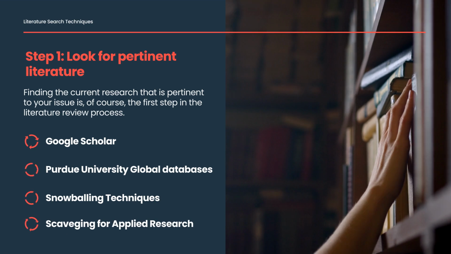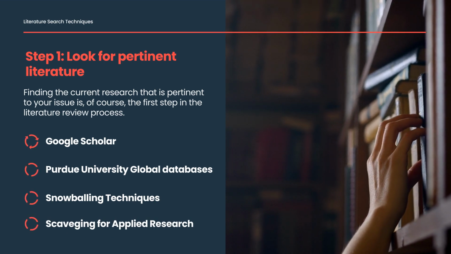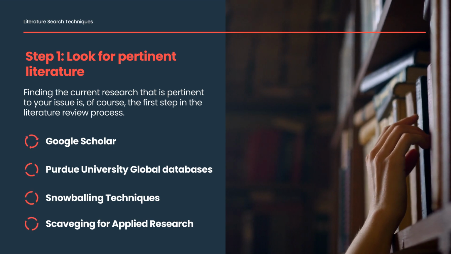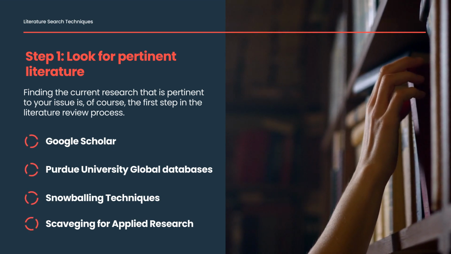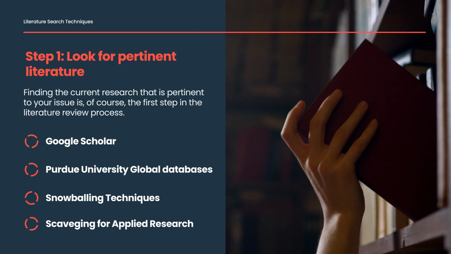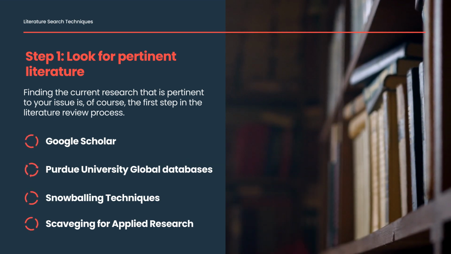Method 4. Scavenging for applied research projects. You can take advantage of other students' applied research projects, much like in Method 3 above. You can discover a wealth of possible literature by simply reading through previous applied research project chapters that are relevant to your topic.